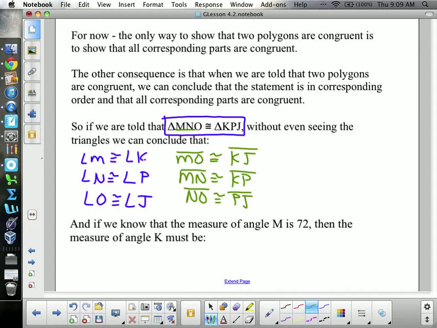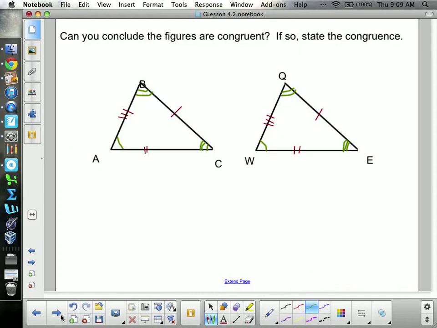Now, when I ask for a triangle congruent statement, I mean something like triangle MNO is congruent to triangle KPJ. If I ask you to break it up into corresponding parts, that's what I mean. So now if I know the measure of angle M is 72, the measure of angle K must also be 72. We have congruent parts, they must have the same measurement. This is a lot of what we're working on today, the idea of congruence. Can we conclude that the triangles here are congruent? Yes, we can. Well, how do you know that?